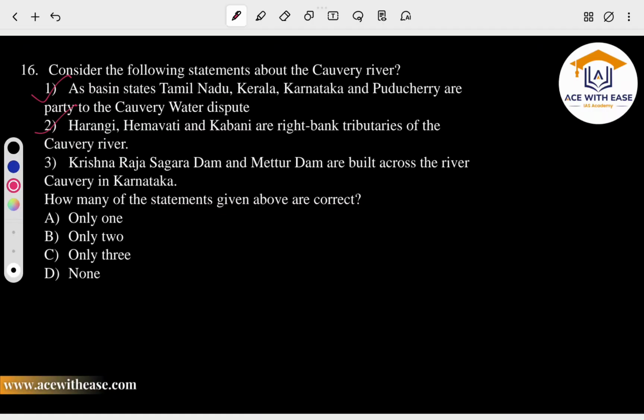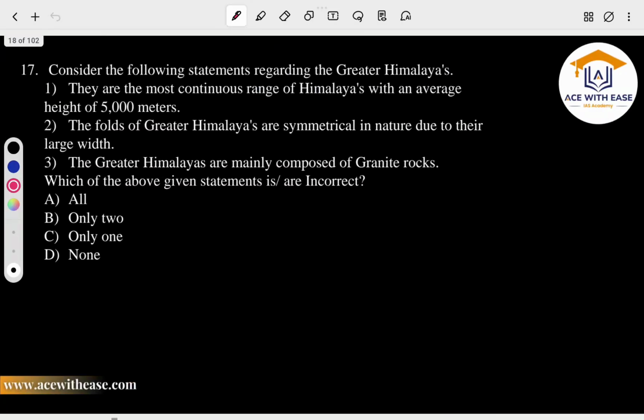Now this question, this statement. Krishnarajasagar Dam is present on the Kaveri river in Karnataka, but Mettur Dam is present on the Kaveri river in the Tamil Nadu region. So the third option is a wrong or incorrect statement. Here they asked about the correct statement, so only 2 is the correct option.